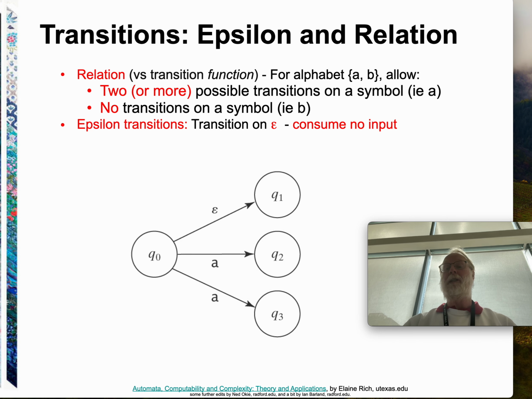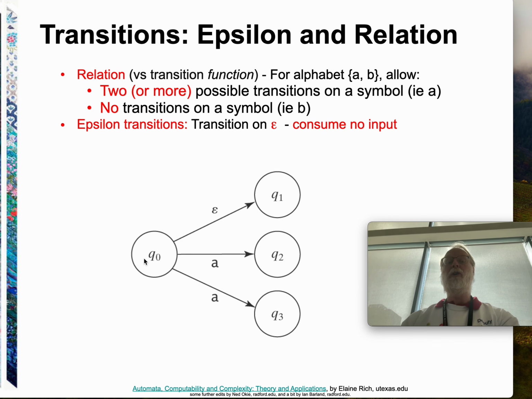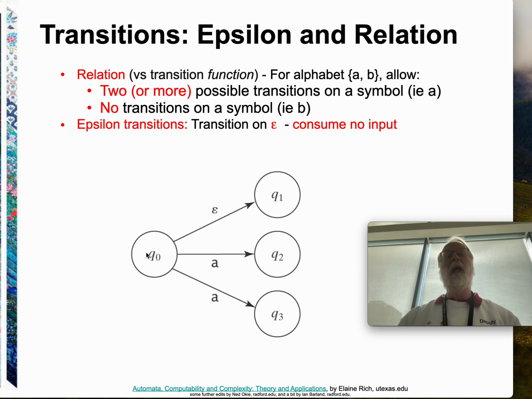The other thing we're going to add to non-deterministic machines is the idea of an epsilon transition. I already mentioned that we're going to make it a relation that has 2 or more possible transitions or no transitions. We're also going to say, hey, if you're in one state and there's a transition marked epsilon, the empty string, yeah, you can go from state Q0 to Q1 without reading any input. So that's the second thing we're going to add to make a machine non-deterministic.